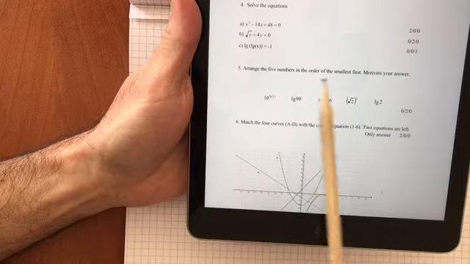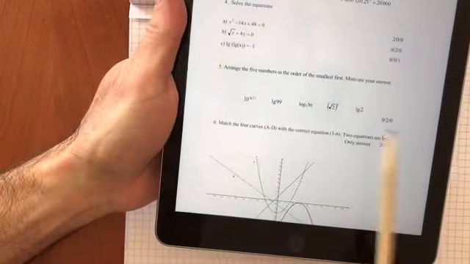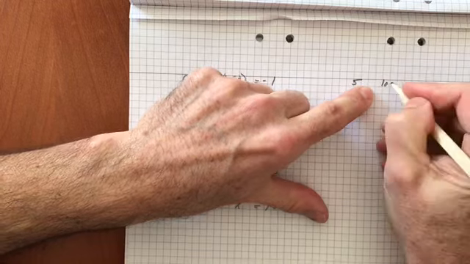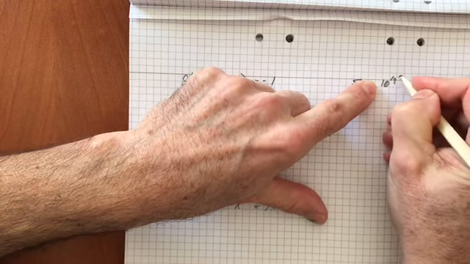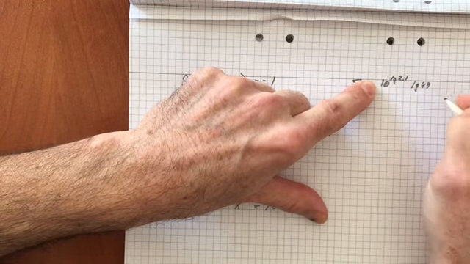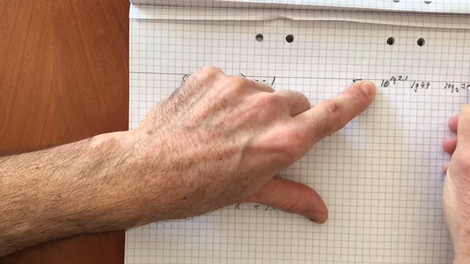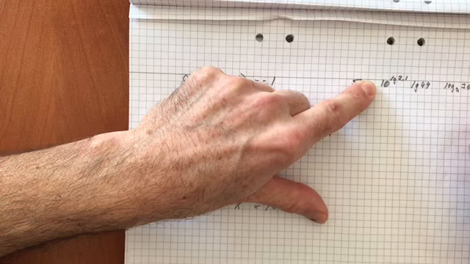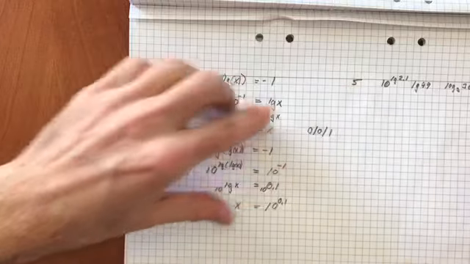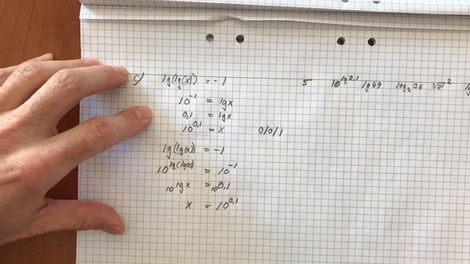Arrange the 5 numbers in order of the smallest first and motivate your answer. So I write down the numbers and then I will tell you how to understand it. 10 to the power of log 2.1, log 99, log with base 3 of 36, the square root of 2 to the power of 2, and log 2. Oops, sorry. So, which one is smallest?